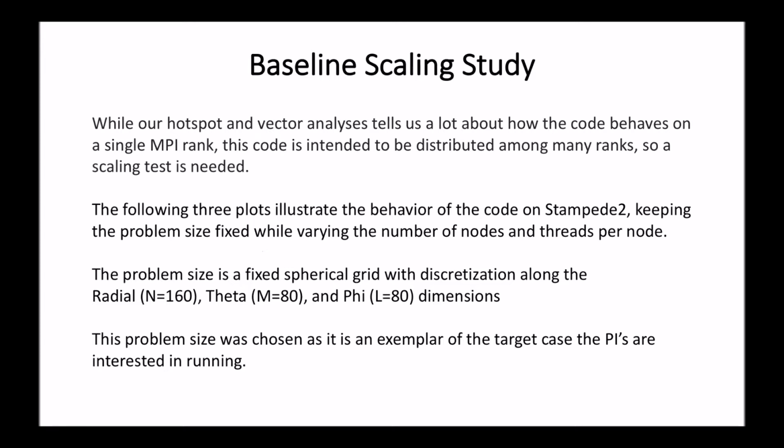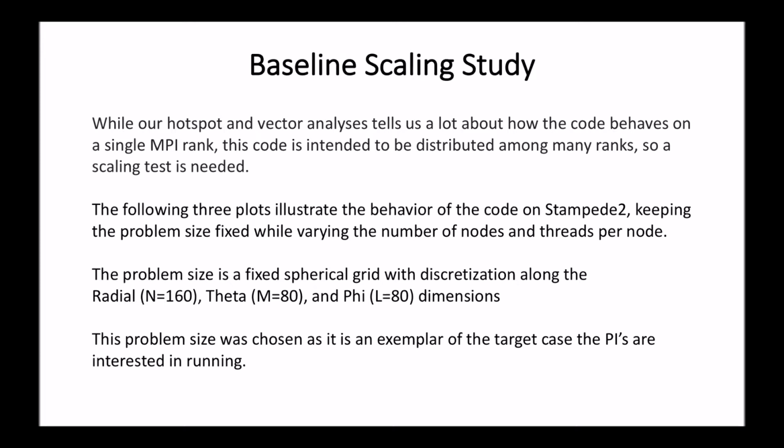So our hotspot and vector analyses tell us how the code behaves on a single MPI rank, but this code, of course, is intended to be distributed amongst many ranks. So in order to get an idea of how this application will behave in practice, we need to do some scaling studies. The following 3 plots illustrate the behavior of this code on Stampede2. These are weak scaling studies in which we keep the problem size fixed while varying the number of ranks, and we distribute those ranks amongst nodes and threads in a variable manner.